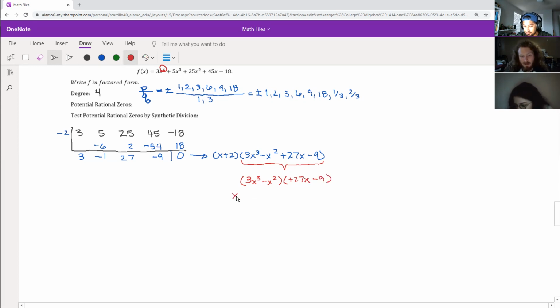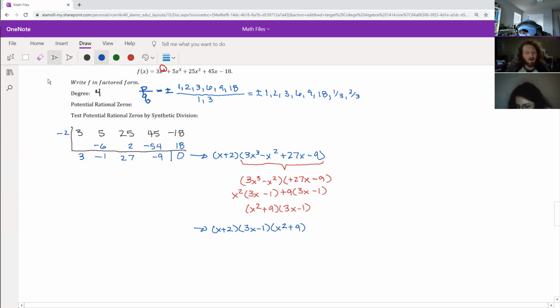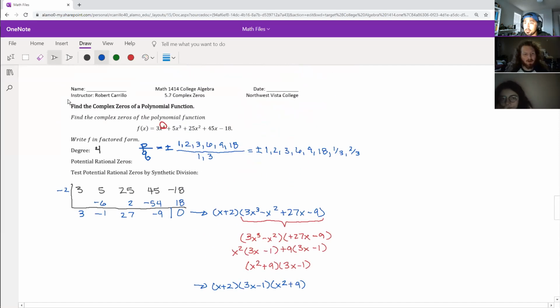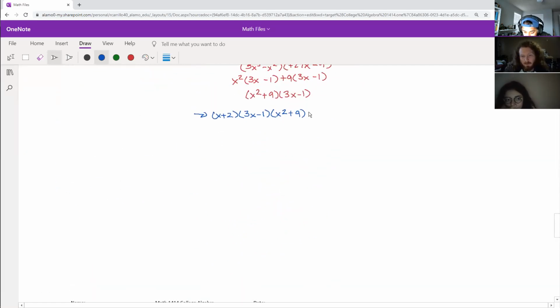So if we pull out here an x squared, that leaves us 3x minus 1. And if I pull out a 9, specifically a plus 9, then we get 3x minus 1. Look at that. So this factors to x squared plus 9 times 3x minus 1. So our whole factorization then gives us x plus 2 times 3x minus 1 times x squared plus 9. All right. So what was this, an f of x? What did it start as? F of x. Yeah, okay. So we'll say this equals f of x.